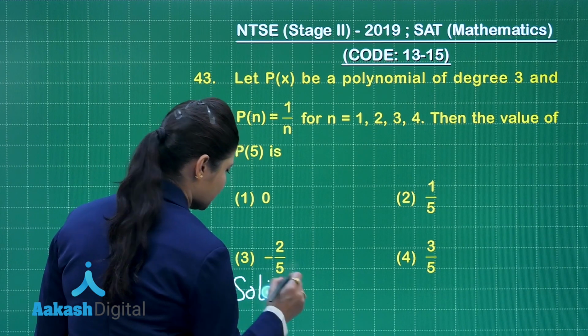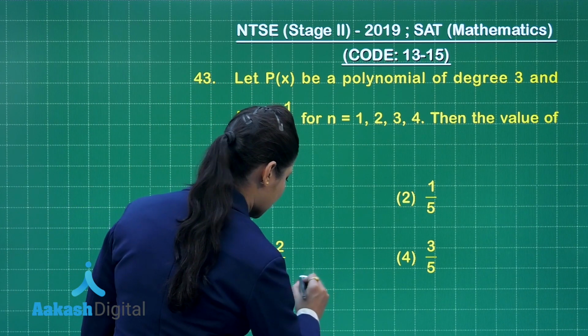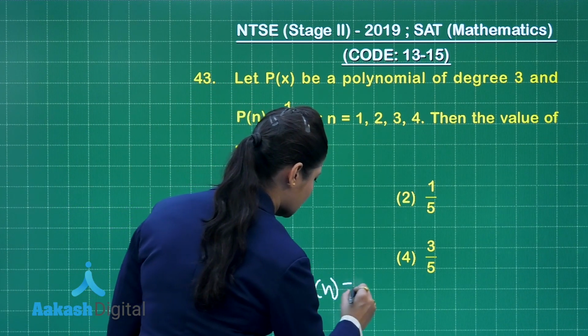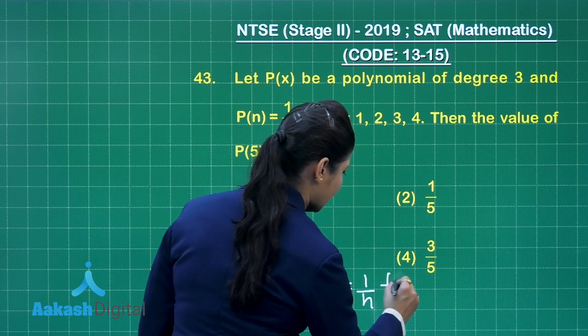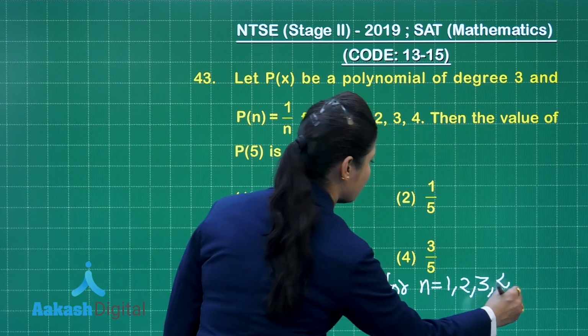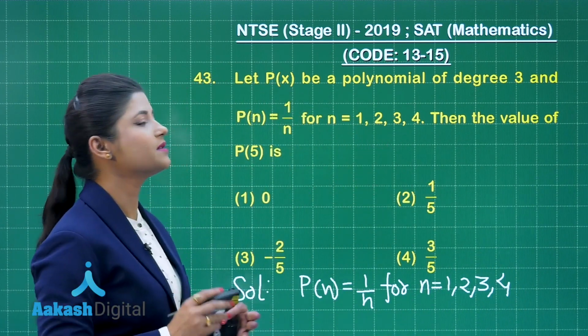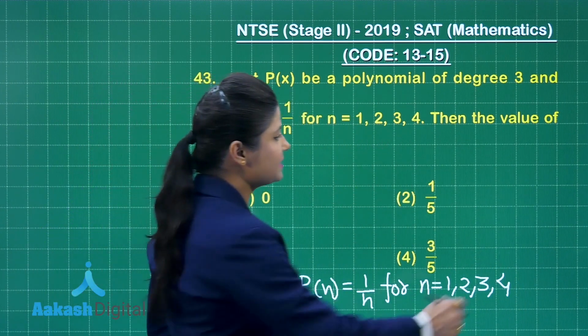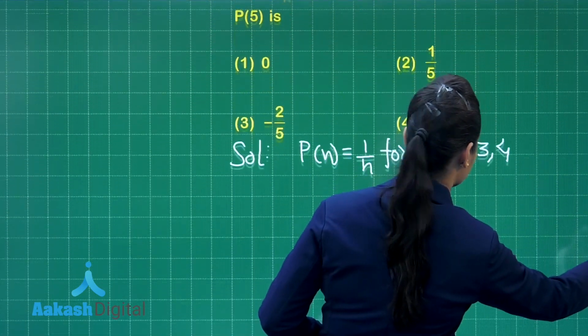So you can observe here in this case it has been provided that p of n is equal to 1 upon n for n equal to 1, 2, 3 and 4, and it's been already given to you that p of x is a polynomial of degree 3. That means it is a cubic polynomial.